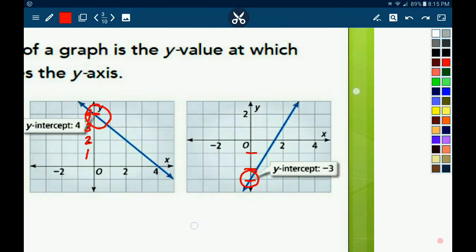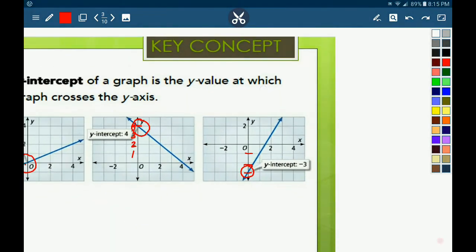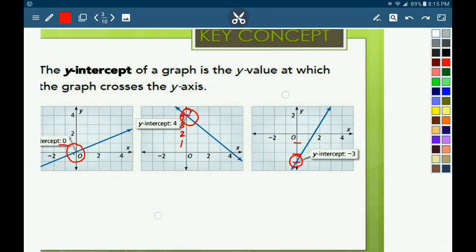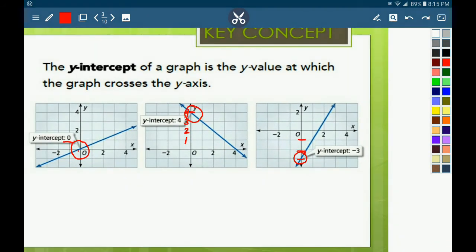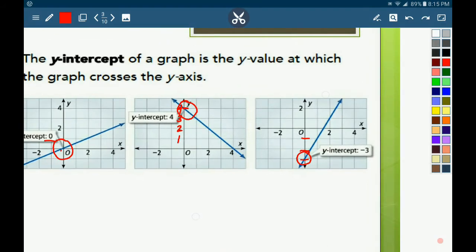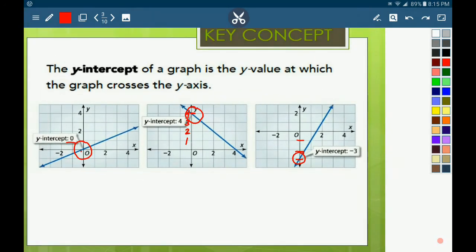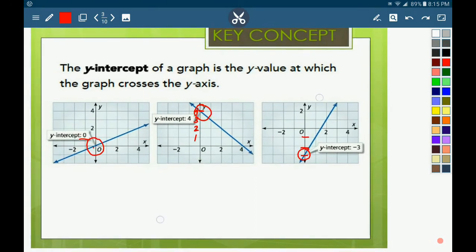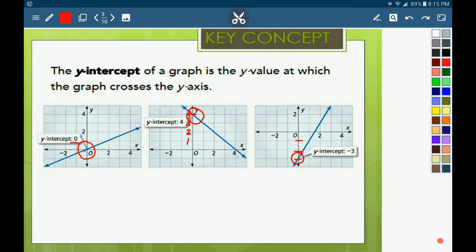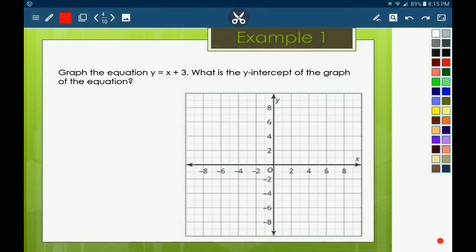Now, I like to think of y-intercept in relation to football, because an interception in football is where the defense intercepts or takes the ball away from the offense. So think about the y-axis as being like the defense, and it is intercepting the ball that's being thrown across this line. So let's take a look at your first example.